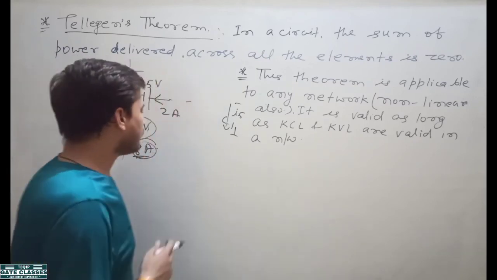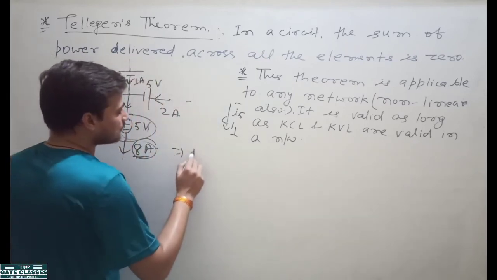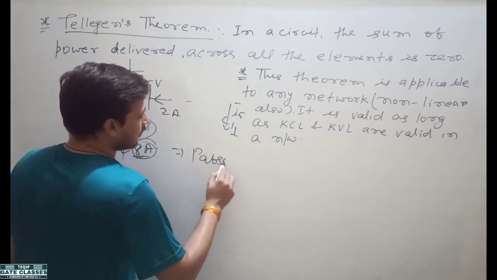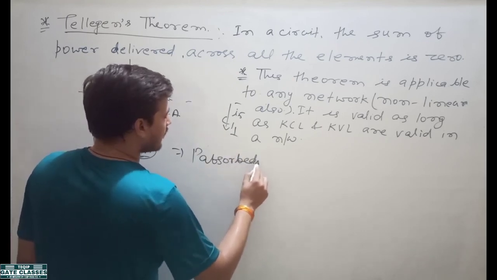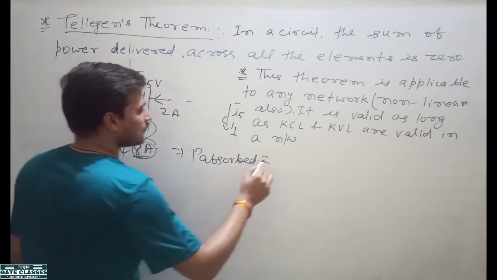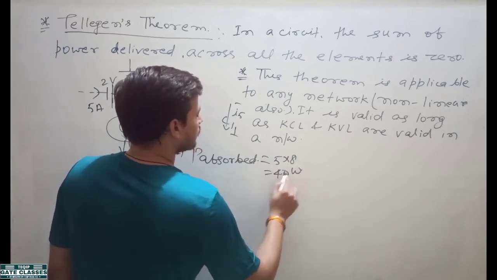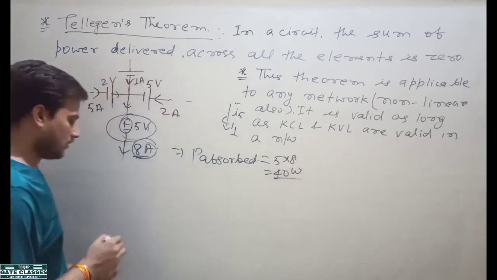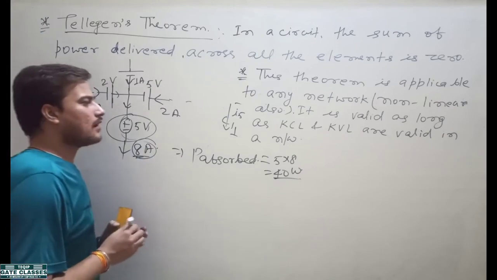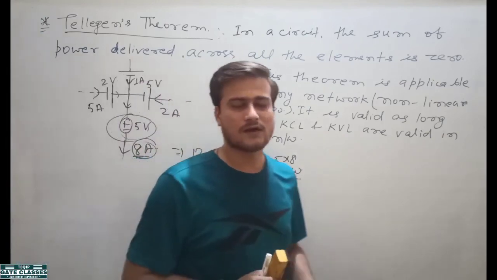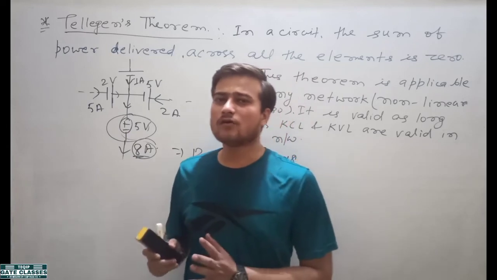So if it is in charging mode, that means power is absorbed. Power is being absorbed by the battery, and this power is 5 into 8. So it is equal to 40 watt. They are absorbing the power of 40 watt. Clear? So this is all about network theorems.